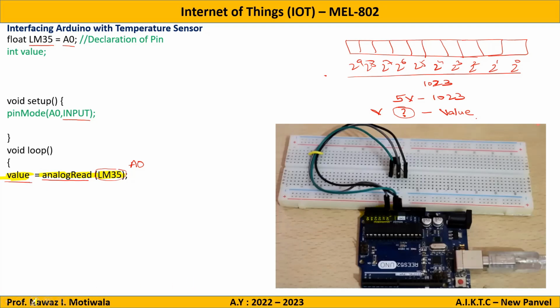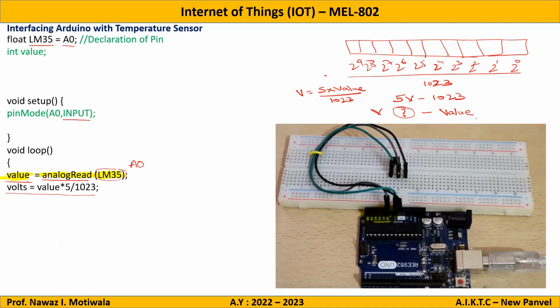So if I just cross multiply it, volts is equal to 5 into value divided by 1023. So I will put it here. I will write down volts is equal to value into 5 divided by 1023, which is written here.